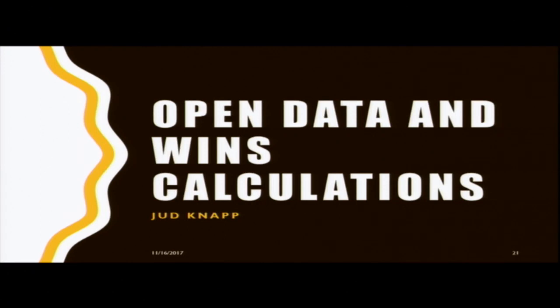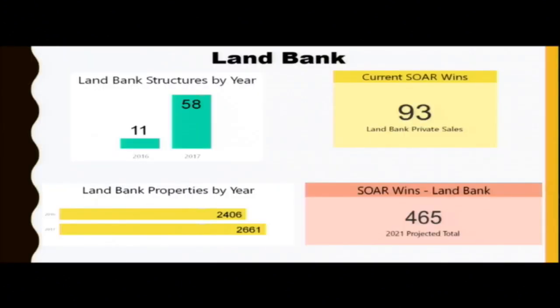And then the open data wins: I finally get to show you how we count the 10,000 goal for the properties. The first one is the land bank, and the ones in yellow are the current wins as of today. This land bank private sale is a land bank SOAR win. We have 93 currently. And the salmon-colored one on the bottom is a 5-year projection total of what that number will be in 5 years.